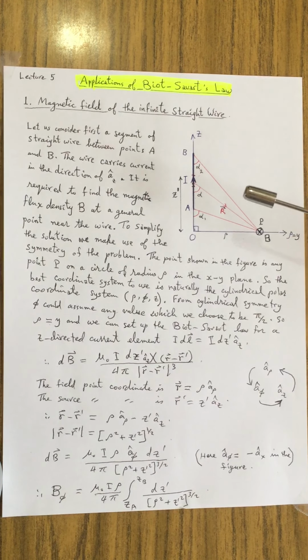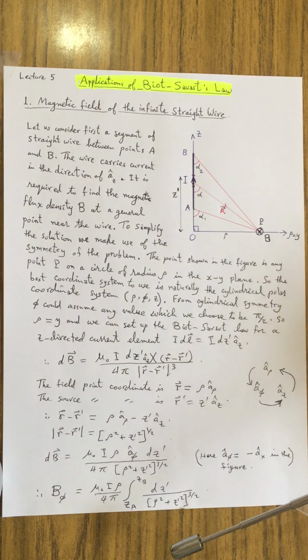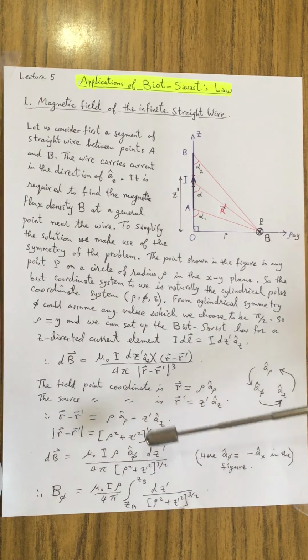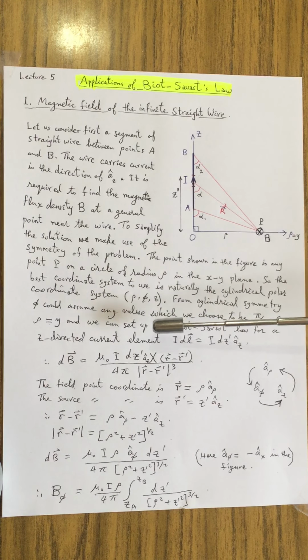So the field coordinate here is R, which is ρ a_ρ, and the source point coordinate, the current element position vector, is R prime equal to z prime a_z. So R minus R prime is ρ a_ρ minus z prime a_z, and the magnitude, which is the distance R, is equal to square root of ρ squared plus z prime squared. So we substitute in the Biot-Savart law. This is the current element, I dL cross R minus R prime, divided by 4 pi times the distance cubed.